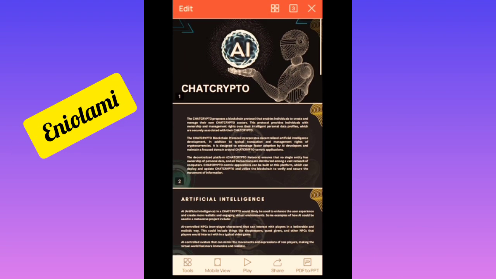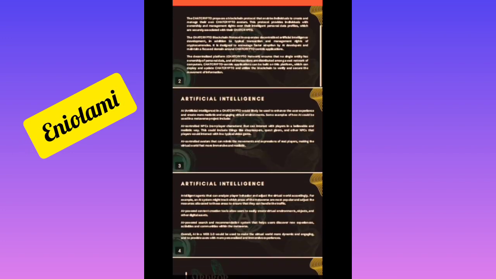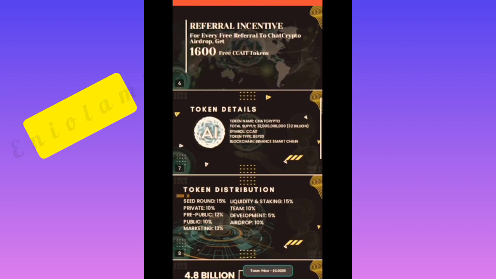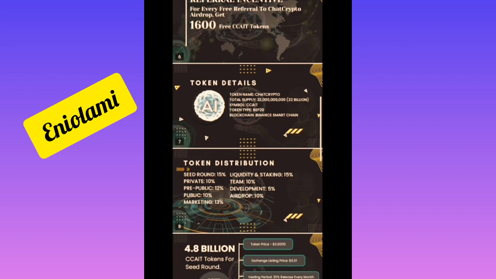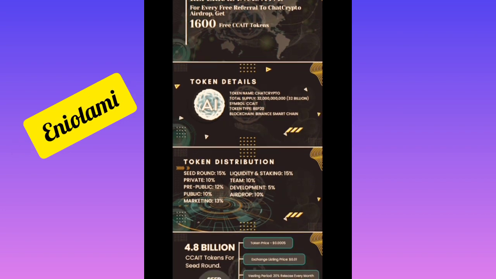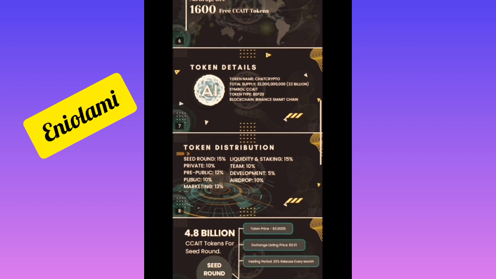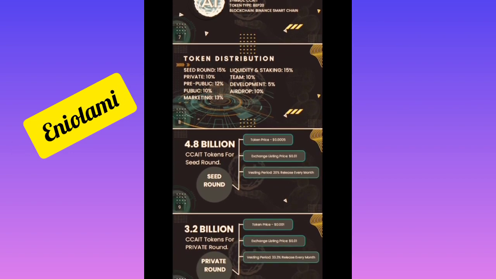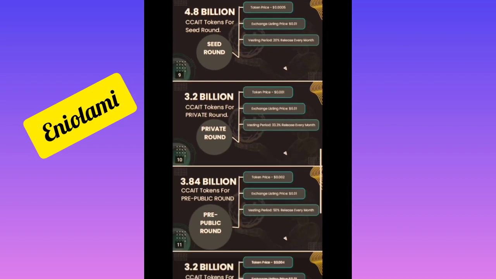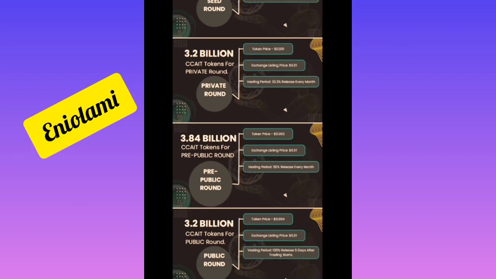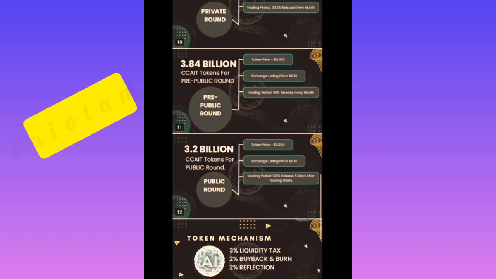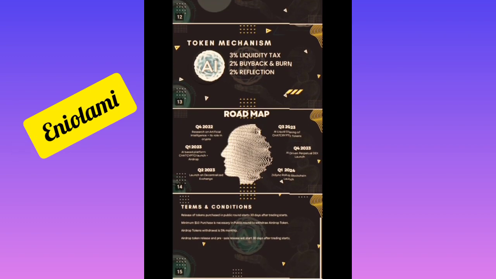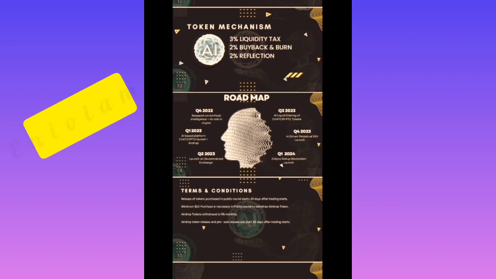This is their white paper. I downloaded the PDF, and you see their token details. ChatCrypto total supply is 32 billion pieces. The contract address will also be attached to this video. You can check the description box or the pinned post in the comment section. You go to your Trust Wallet and add it using the contract address, so you'll be able to withdraw. And this is their roadmap.